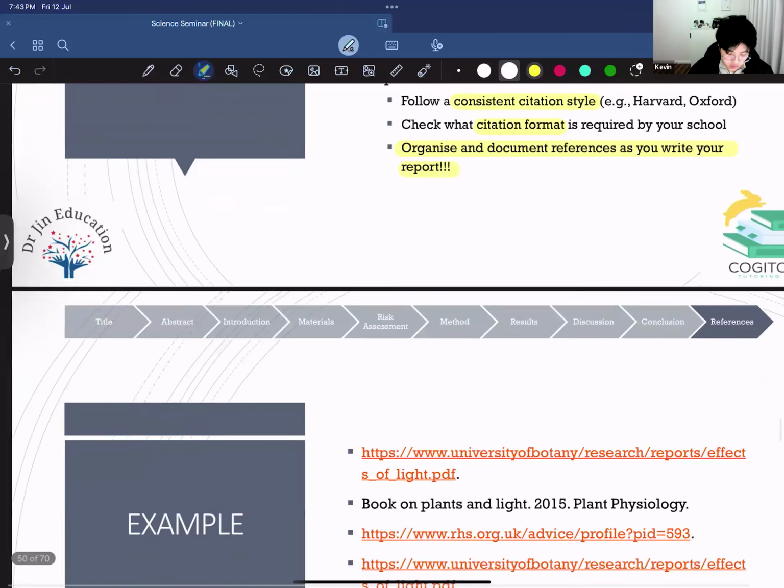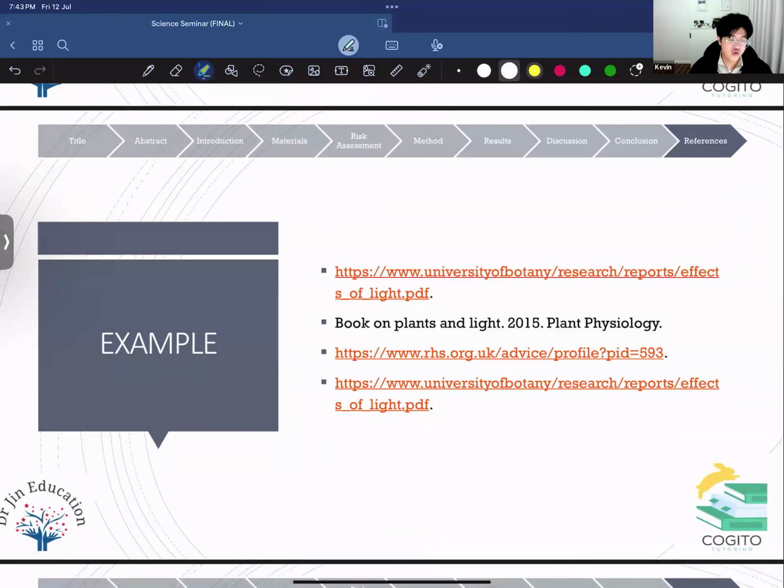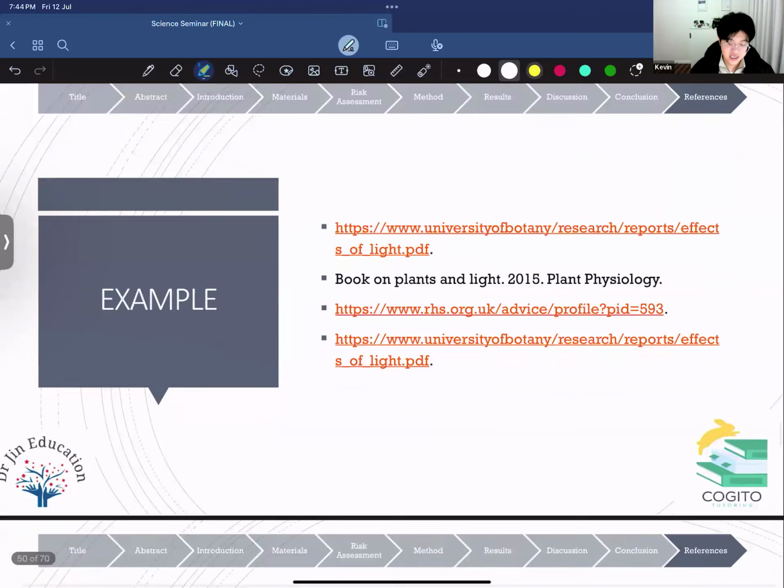So let's move on to examples. Look, this example, not great. They just got some links and they chucked them into the references and they're like, yep, good on you, done, references. That's not good.